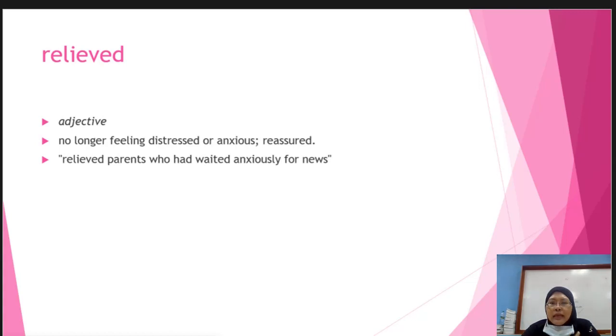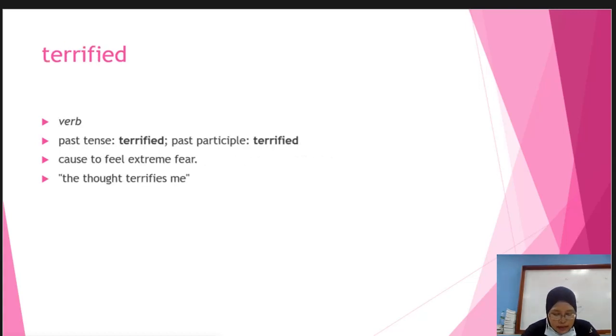Satu, relieved, R-E-L-I-E-V-E-D, an adjective, to describe the feeling of the person, and the other one is R-E-L-I-E-F. That one is a kata nama, a noun. So it was a relief, kelegaan maksud dia. Relieved with the ed at the back is berasa lega, merasa lega. The other one, the last one, is terrified. The other word for terrified is petrified. Terrified, terrify, terrifying.